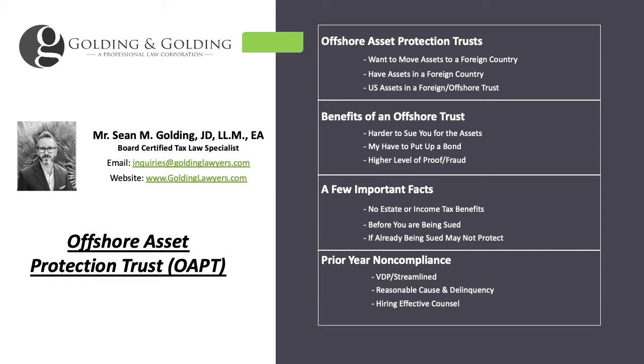One, a person may have U.S. assets or assets in a foreign country, and they want to move them offshore. For example, you may want to take your crypto, let's say that you have in a wallet in the United States, and move it into an offshore country, and then create a trust in that country to try to protect it. Two, you may already have assets in a foreign country, and you want to create an offshore trust to protect those assets. Three, you may have U.S. assets that you want to put into an offshore trust.